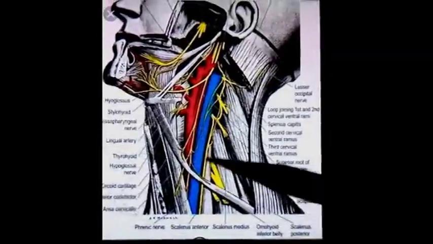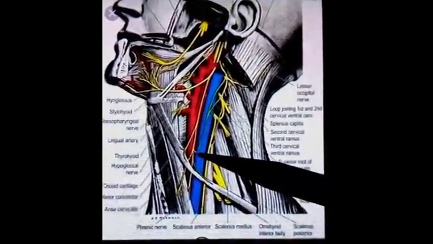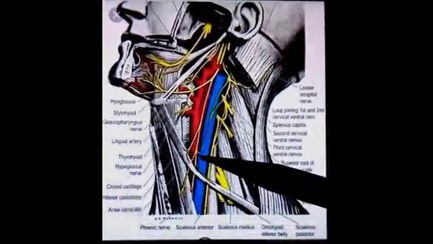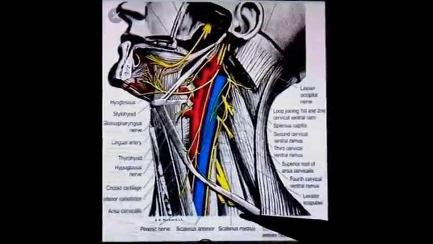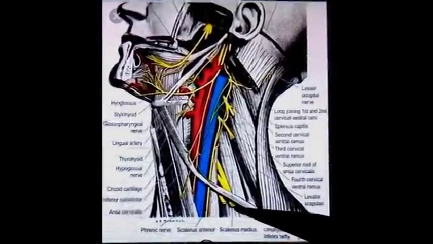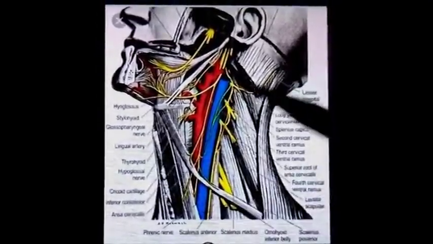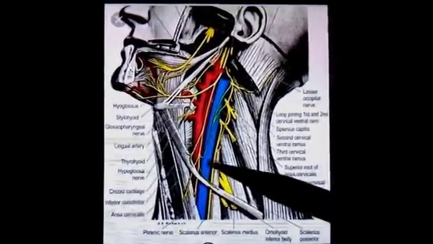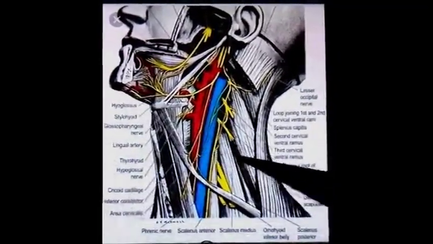In this course of the nerve, it is related anteriorly to the prevertebral fascia, inferior belly of the omohyoid muscle, then the suprascapular artery, internal jugular vein, sternocleidomastoid muscle, and the thoracic duct on the left side, which is not shown in this diagram.